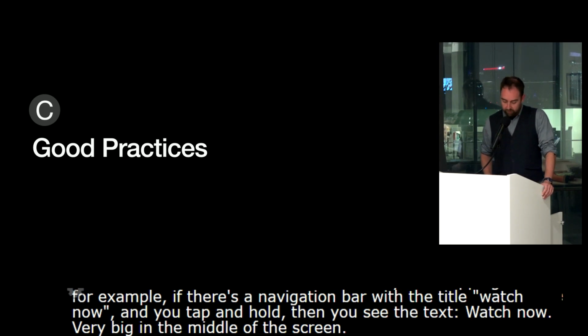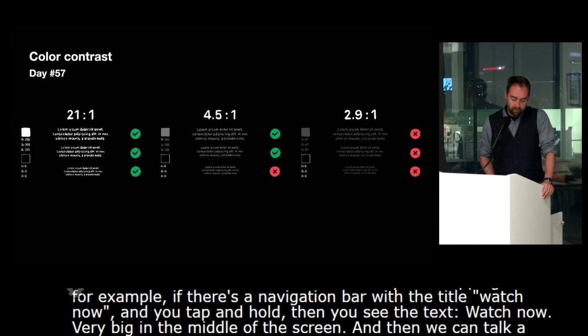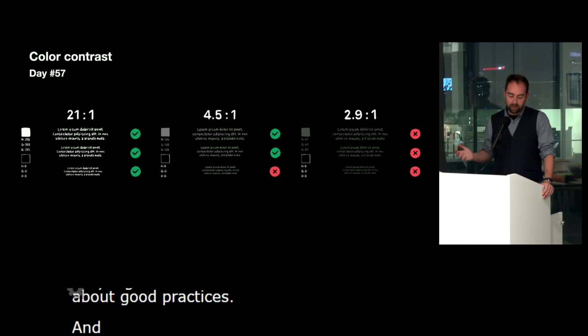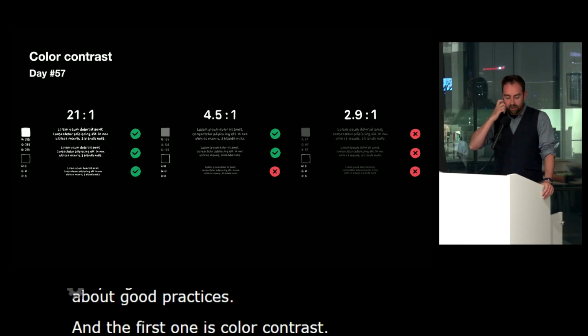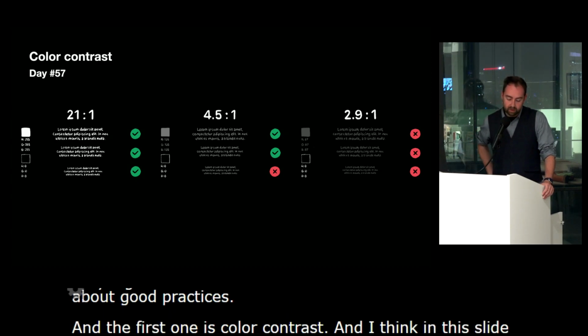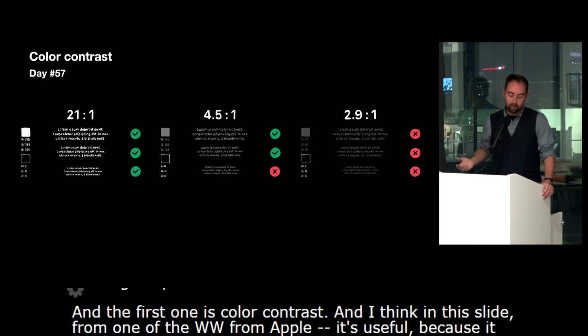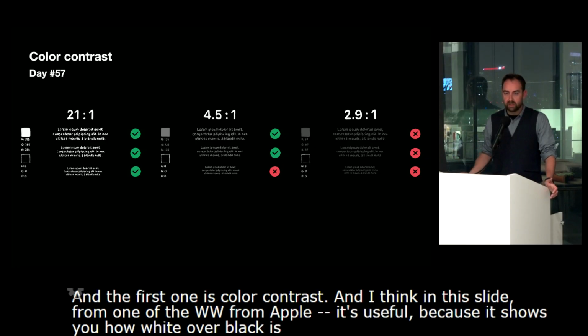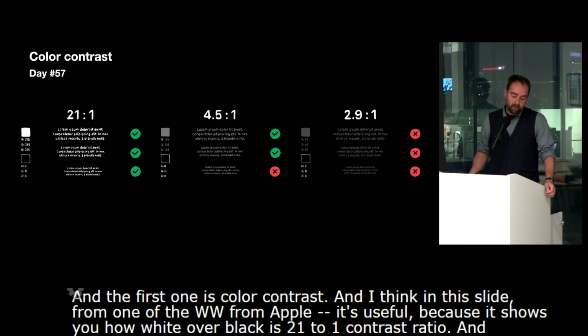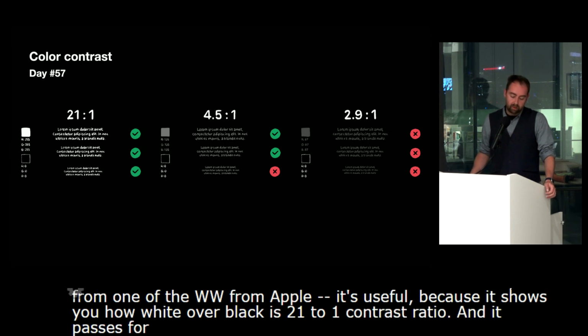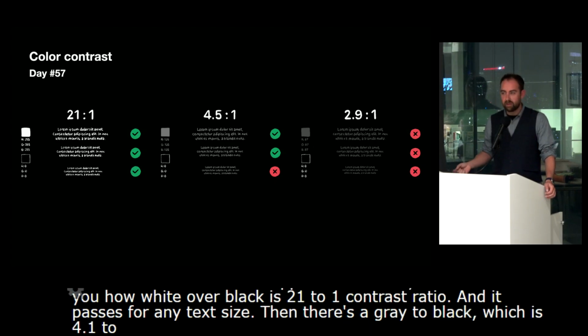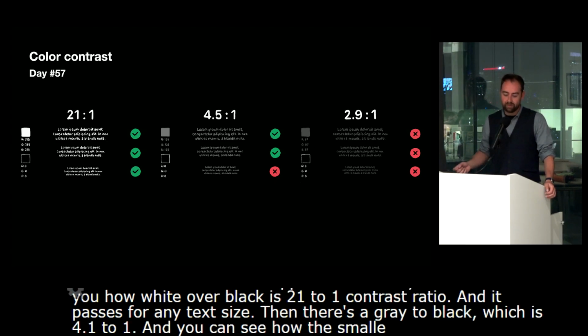And then we can talk about good practices. And the first one is color contrast. I've taken this slide from one of the WWDC sessions from Apple, because I think it's really smart. It shows you how white over black is a 21:1 contrast ratio, and it passes for any text size. Then there's a gray to black, which is 4.1:1, and you can see how the smaller text size is very difficult to read and it doesn't pass.